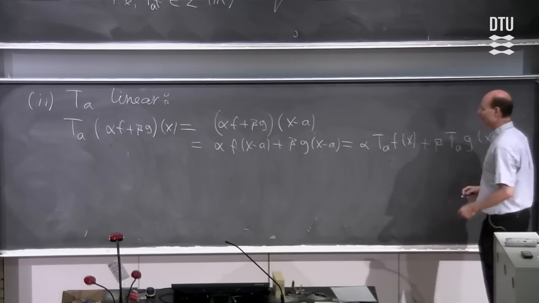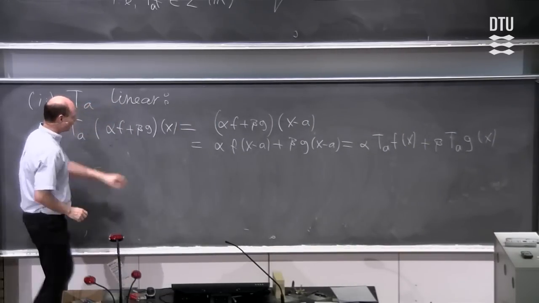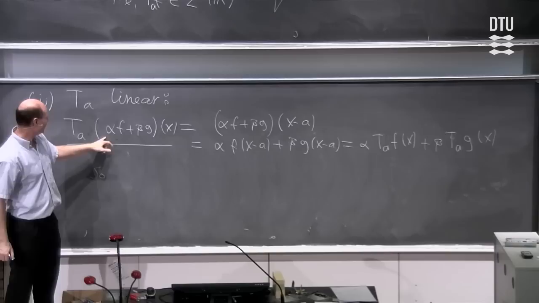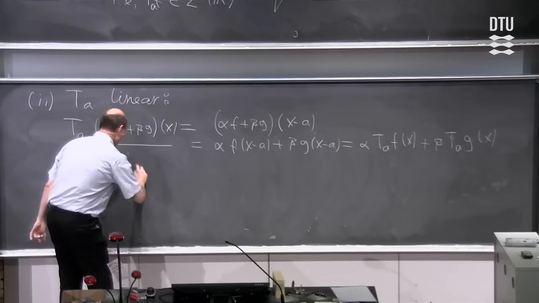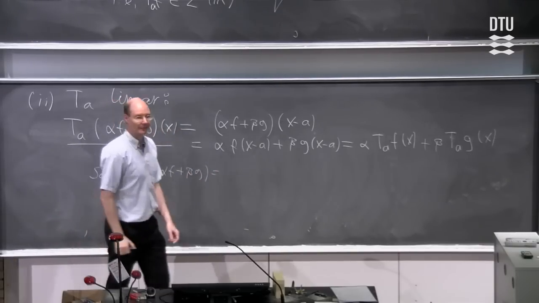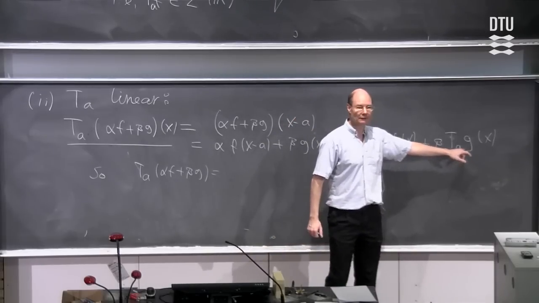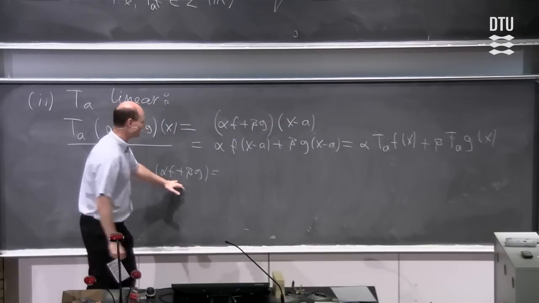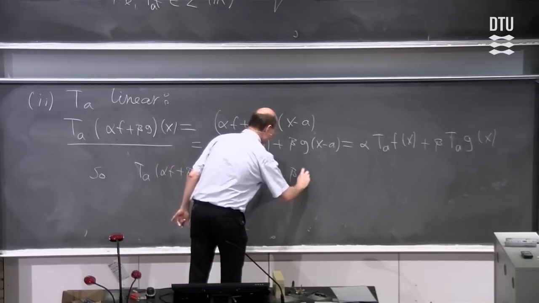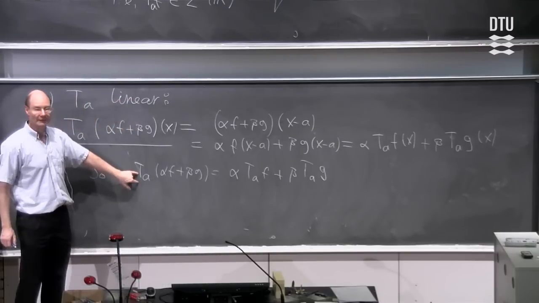And then what we have here is beta times g of x minus a, which is the same as beta T_A g of x. So what this shows is that no matter which x you are looking at, the value of the function T_A of alpha f plus beta g is exactly the same as the value of the function alpha T_A of f plus beta T_A of g. So this function is the same as alpha T_A of f plus beta T_A of g. And what this shows is that the operator T_A is linear.